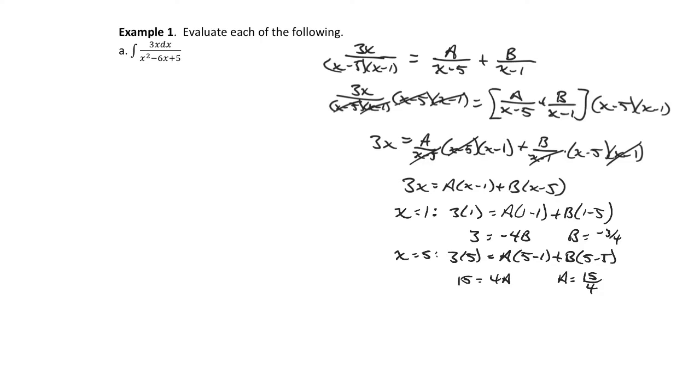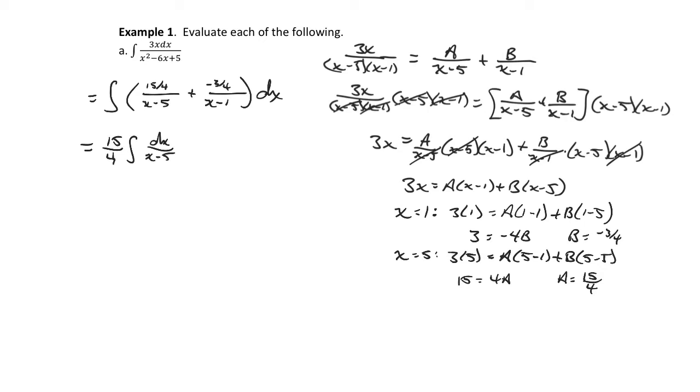So now we're going to take this integral, and I'm going to write it as the new integral. So it's a, which we just found was 15/4, divided by x minus 5, plus b, which we found was negative 3/4, divided by x minus 1. Let's separate this as two separate integrals. We really don't need to do this, but I'm going to do it just for our purposes. 15/4 integral dx over x minus 5 minus 3/4 integral dx over x minus 1.